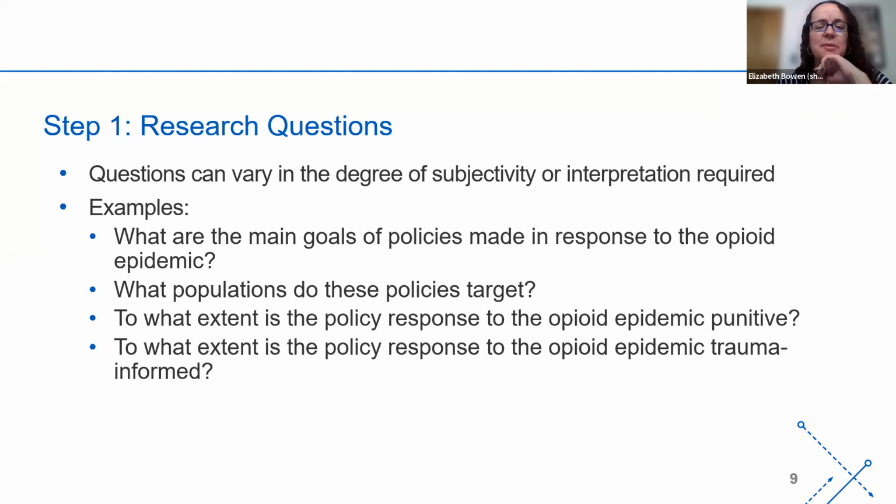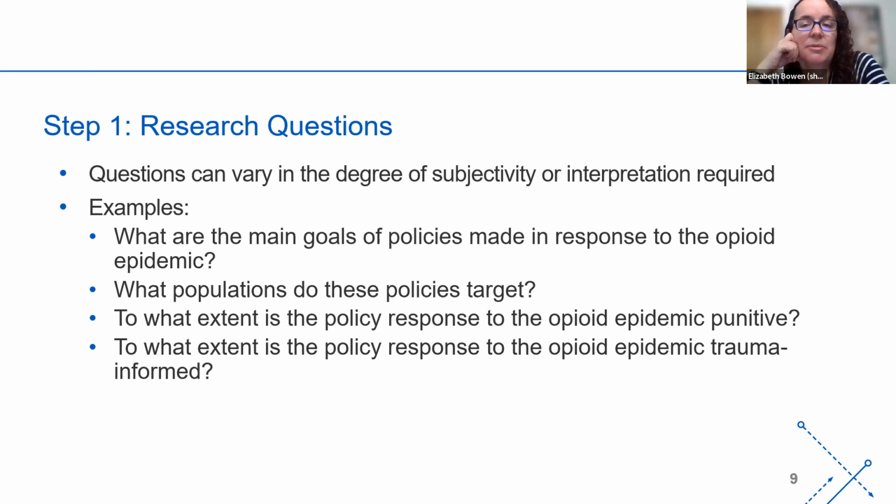And so I think you can probably tell there are different levels of subjectivity in these questions. The first two, I would say, require a medium or maybe minimal degree of interpretation. You do have to read the policy to see what its goal is, but that's going to be in there. That's going to be probably fairly clear. The same thing with the population. It's probably going to say if a particular group is targeted.